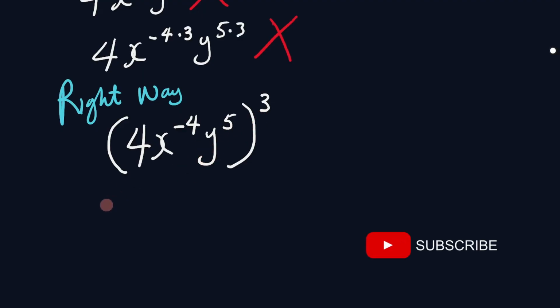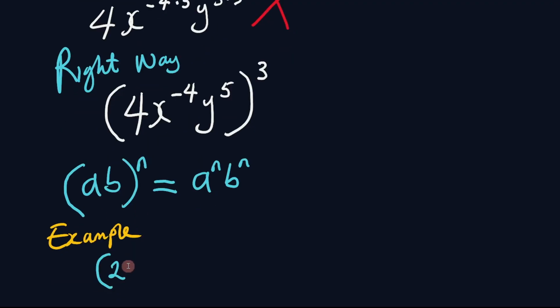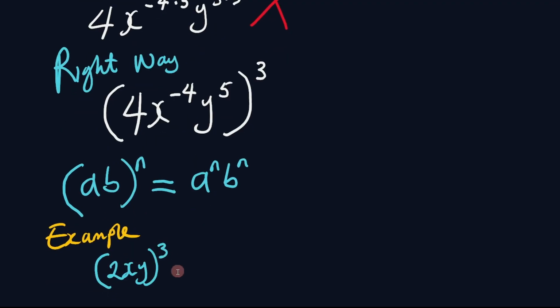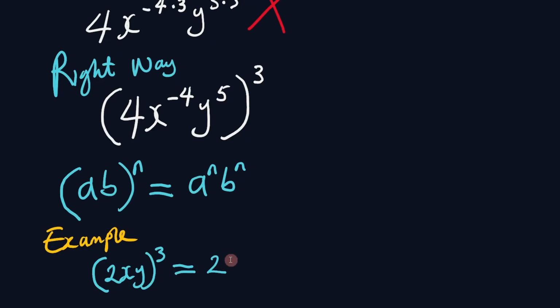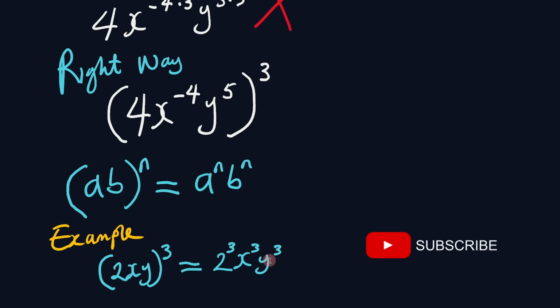In order to solve this correctly, we need to make use of the power of a product rule. The rule says that if you are given two numbers inside the parenthesis raised to the power of n, this is also the same as a to the power of n multiplied by b to the power of n. The exponent affects all the components of this parenthesis. For example, if you have parenthesis 2xy exponent 3, this is the same thing as 2 to the power of 3, x exponent 3, y exponent 3.